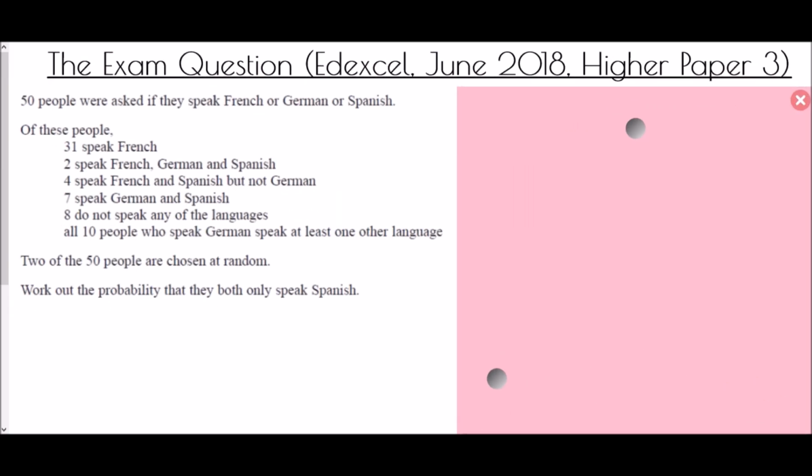Okay, and so now we come to the exam question. Now this came from Edexcel in June 2018. It's higher paper 3, so we are dealing with a calculator question here.